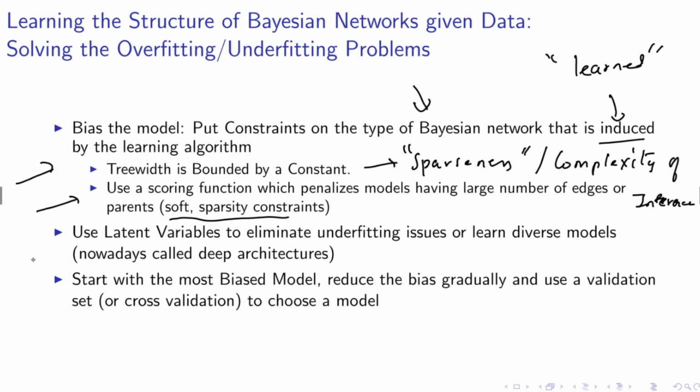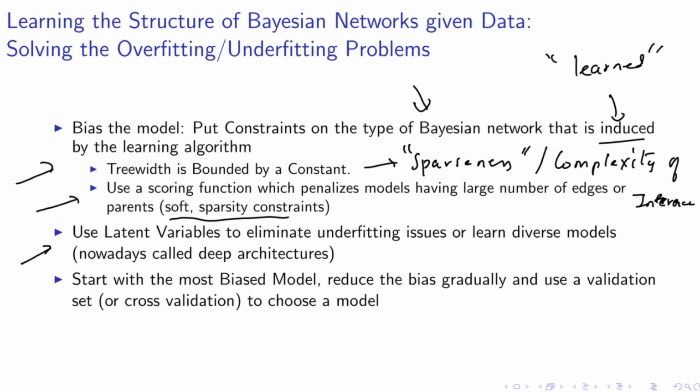Okay? Sometimes what you'll do is that you might bias the model too much. Right? In the process of putting constraints on the type of Bayesian networks that are being learned, you might bias the model so much that you won't achieve this so-called perfect balance between bias and variance. Okay, so one way of circumventing this problem is to use latent variables.